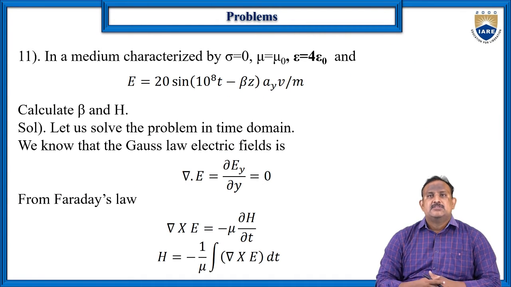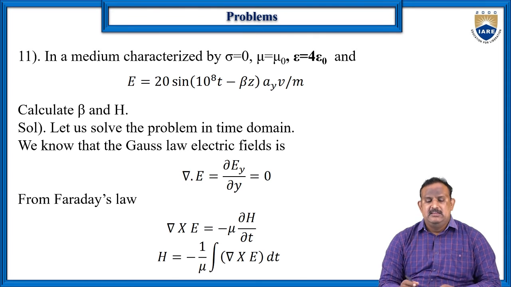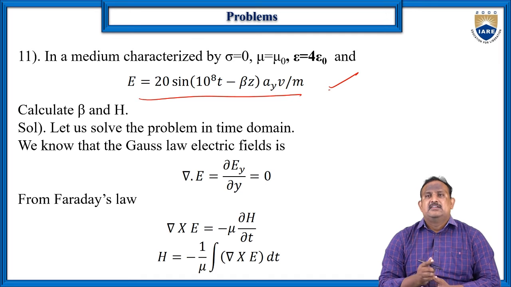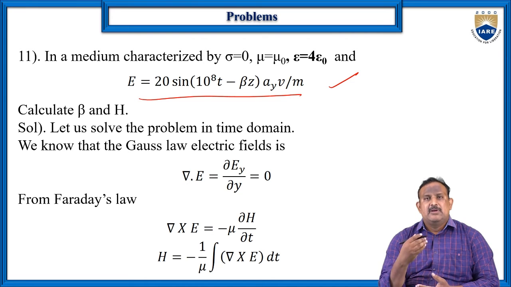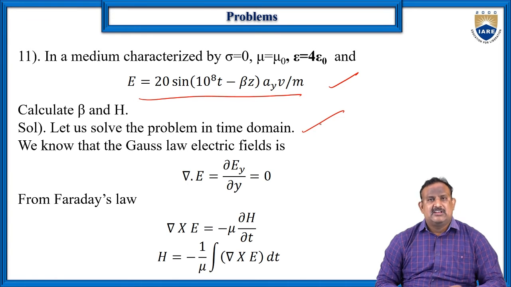Next problem. In a medium characterized by sigma equal to 0, mu equal to mu naught, epsilon equal to 4 epsilon naught, we have electric field intensity E equal to 20 sine of 10 power 8 t minus beta z into AY volts per meter. Here we need to calculate the magnetic flux density B, the magnetic field intensity H, and the beta value. Let us solve the problem by using the time domain.